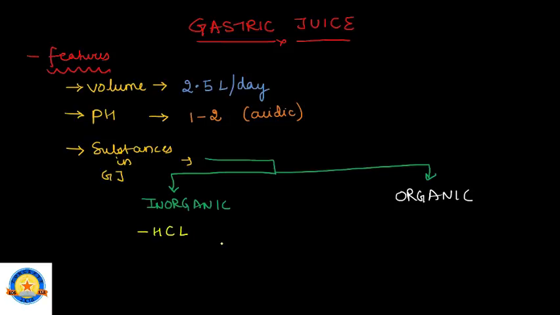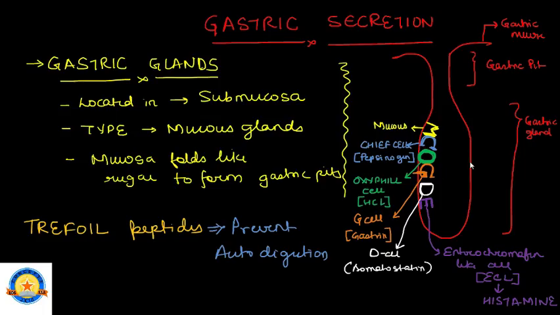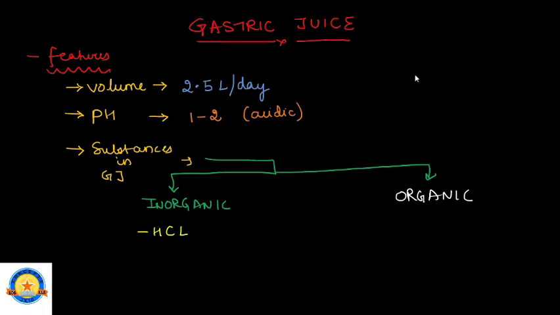So HCl is secreted in the gastric lumen, right? See this. This is the gastric lumen, and this is the gastric pit. HCl is getting secreted in the gastric gland lumen. It comes in the gastric pit and then into the stomach. In the gastric gland lumen, pH is less than 1. Important. What is the pH in stomach? 1 to 2. Whereas in gastric gland lumen, it is less than 1.